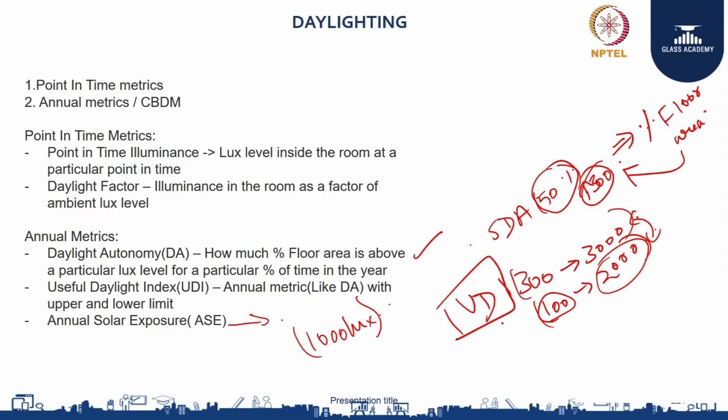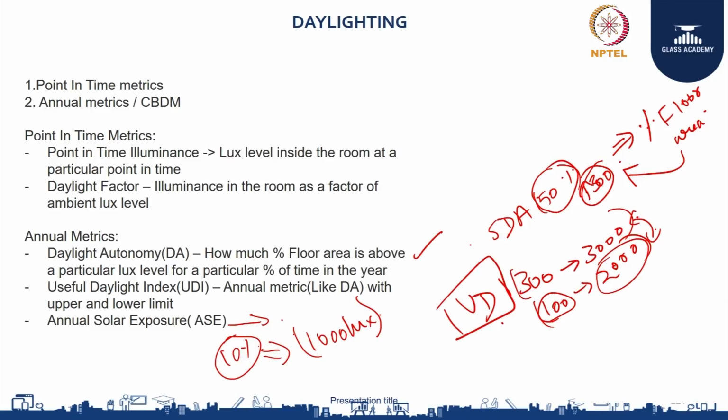They say that when you run the simulation, in this particular LEED rating, not more than 10% of the floor area should have above 1000 lux level for say 250 hours of the simulation. So that is what annual solar exposure is. Roughly you can understand annual solar exposure as the percentage of floor area that will undergo some discomfort. So that is your rough understanding. So these are the different metrics.